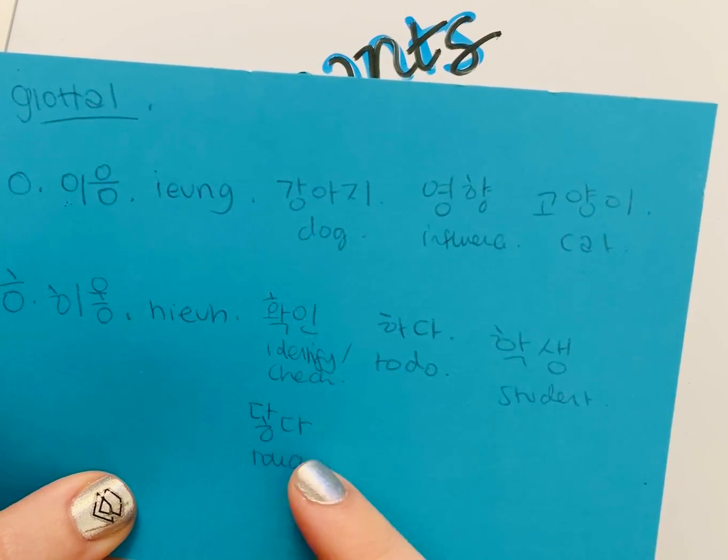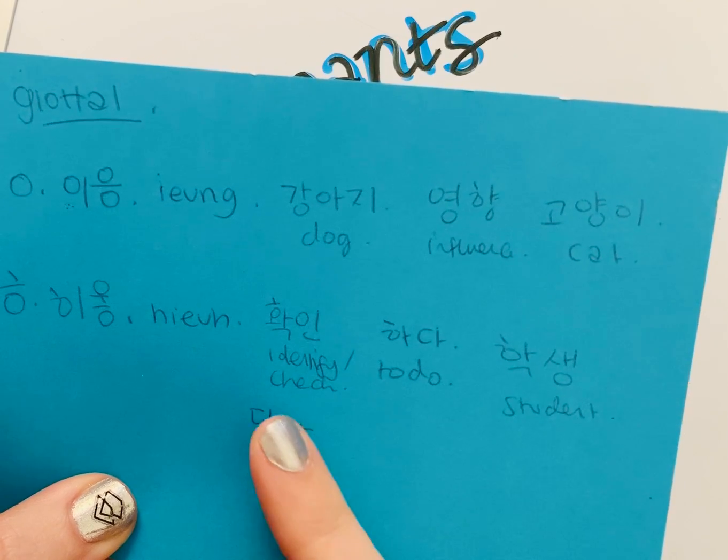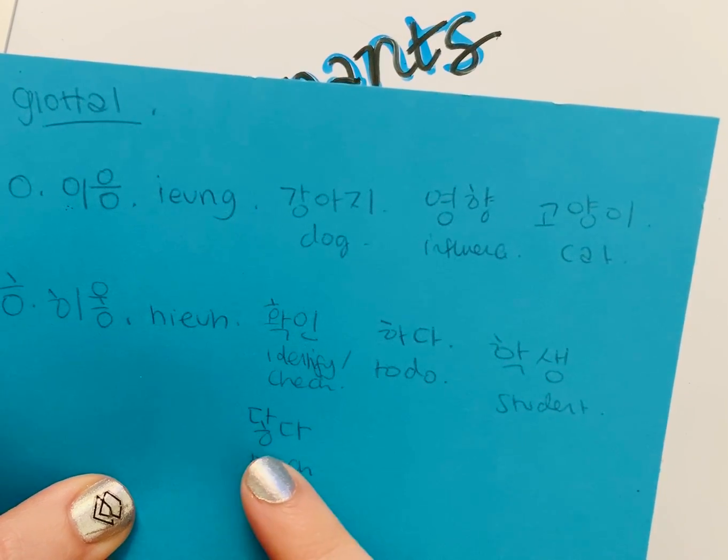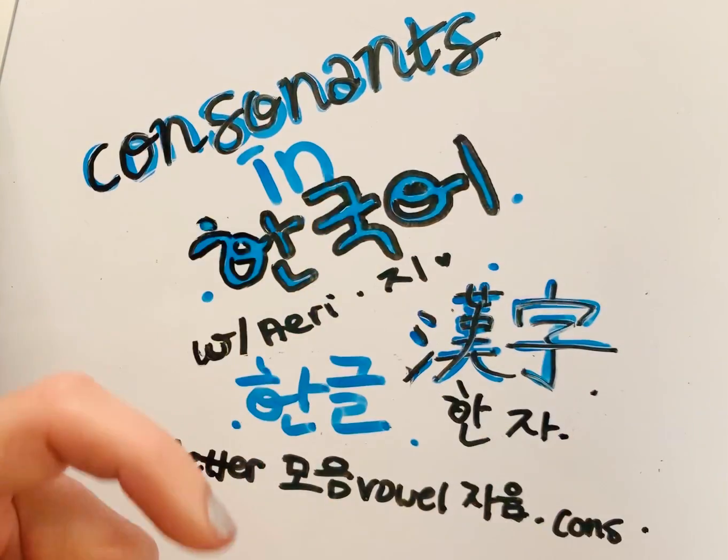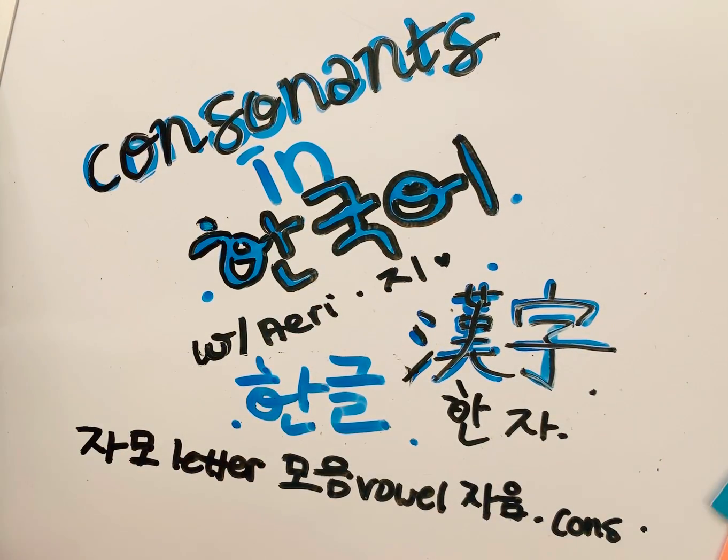Then finally, we have an example like this one to touch, 닿다. Where you don't really pronounce this at all. 닿다.